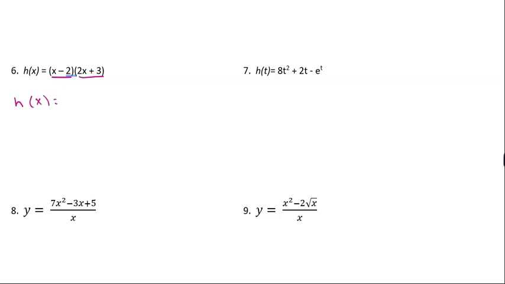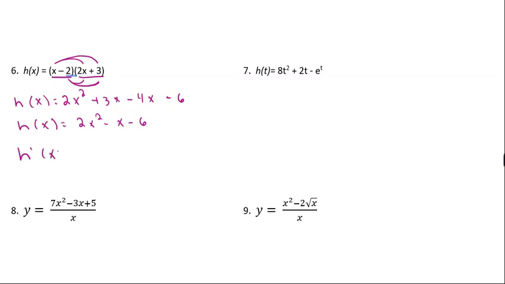So if we FOIL this, we'll have x times 2x, which gives us 2x squared. We'll have x times 3, so that will give us plus 3x. We have negative 2 times 2x, so minus 4x, and negative 2 times 3, so minus 6. Cleaning that up a little bit, we get 2x squared minus x minus 6. Now we can take our derivative.